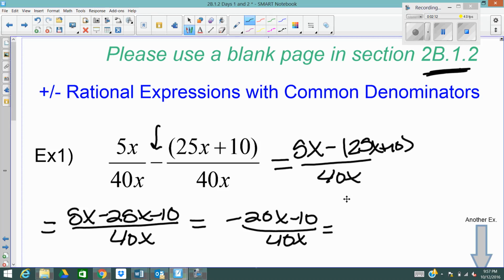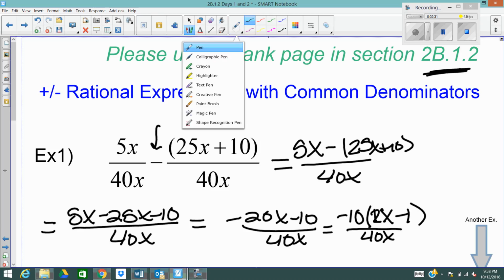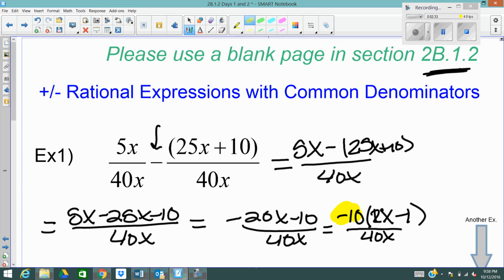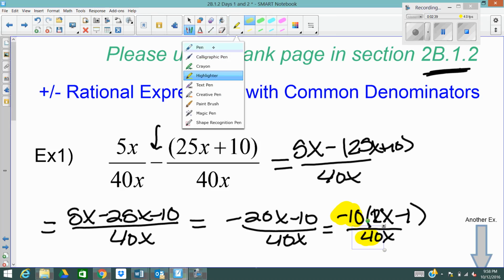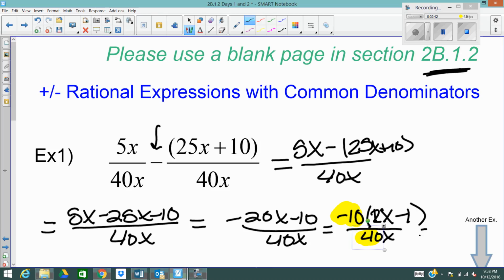My numerator, I can factor out a negative 10, and I'm going to pull the negative out with it because we never want a negative leading coefficient. And left over, I have positive 2x minus 1. And in my denominator, I have 40x. And so now I have a common factor between negative 10 and positive 40. Those two numbers simplify. So I can simplify this to get negative 1 times the quantity 2x minus 1 all over 4x.